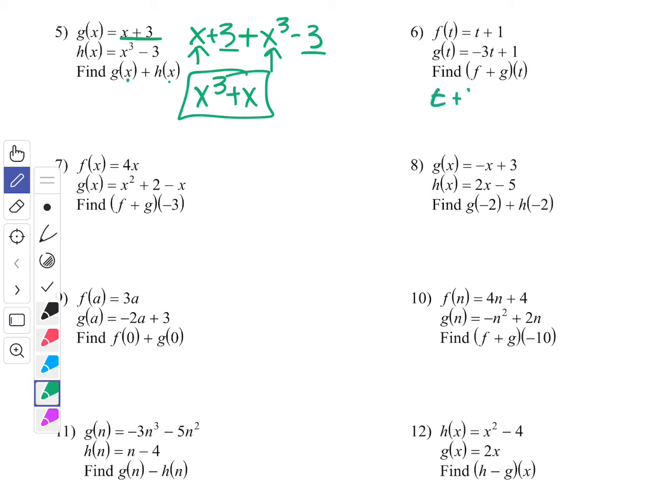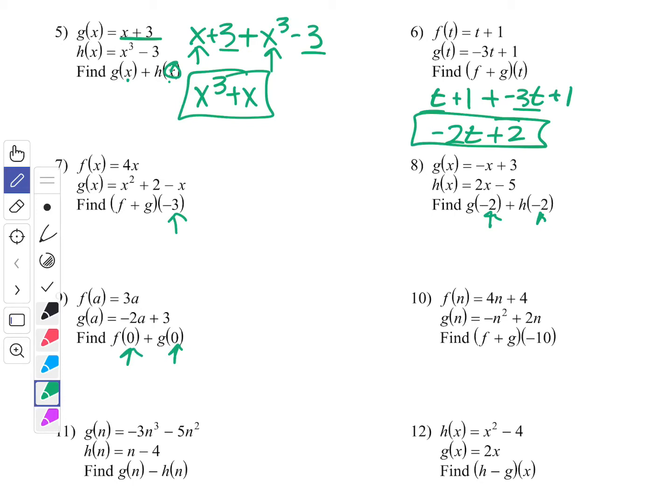Number 6, f is t plus 1, plus negative 3t plus 1. T minus 3t would give us a negative 2t. 1 plus 1 is positive 2, and there's my function. Now, if we look at the next ones, 7, 8, 9, and 10, those four, we should now notice something different: instead of a variable here, we have numbers.